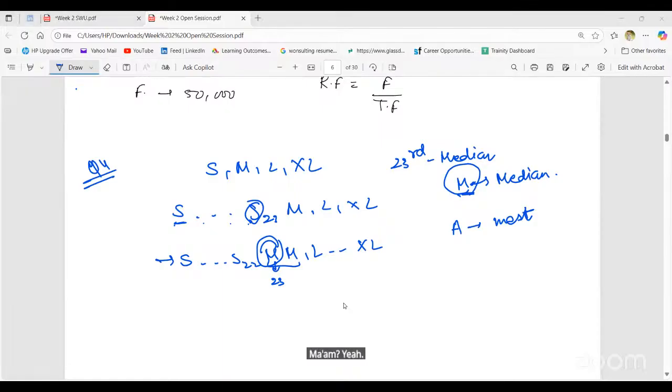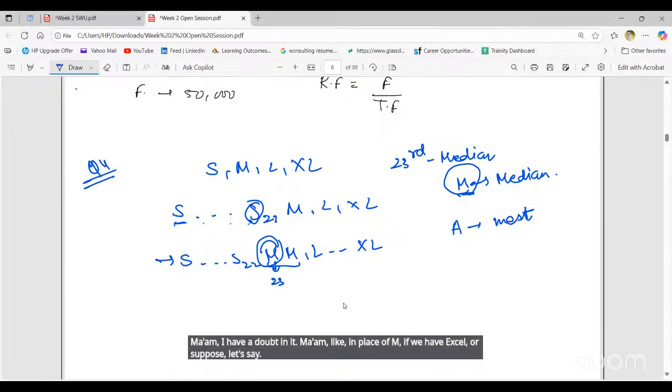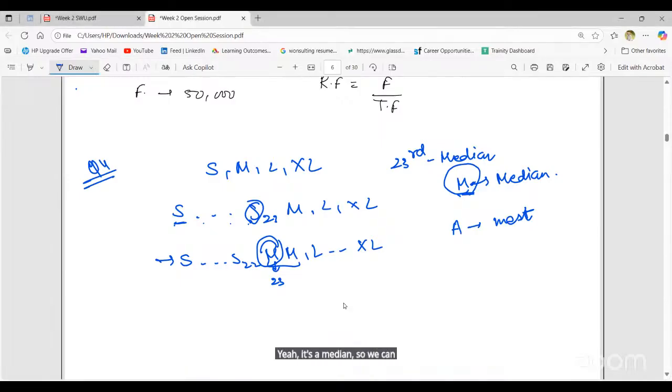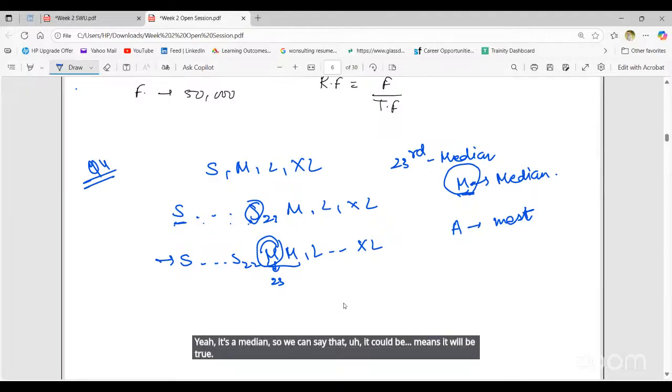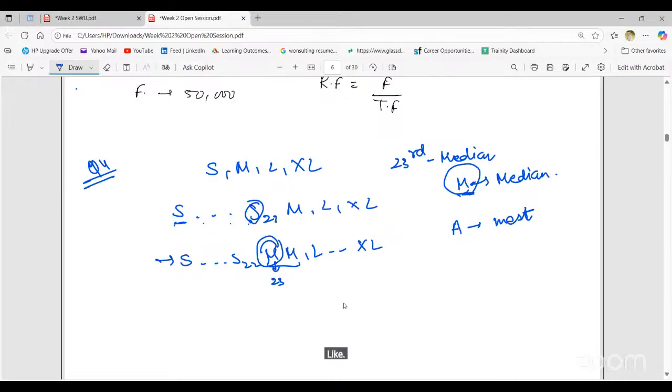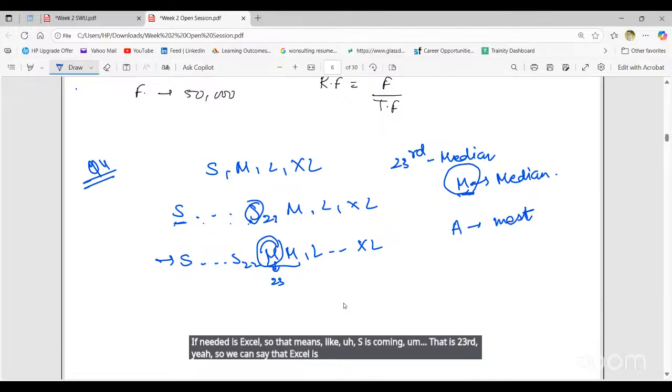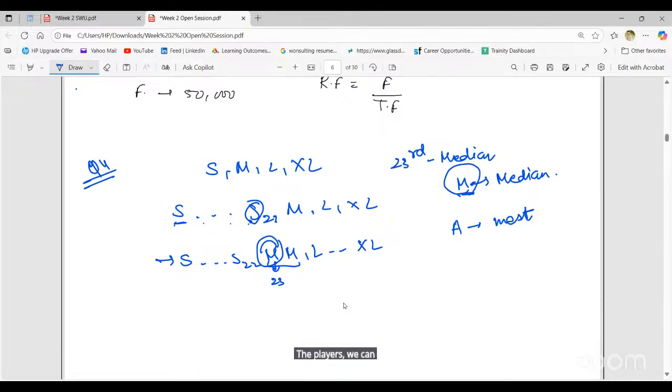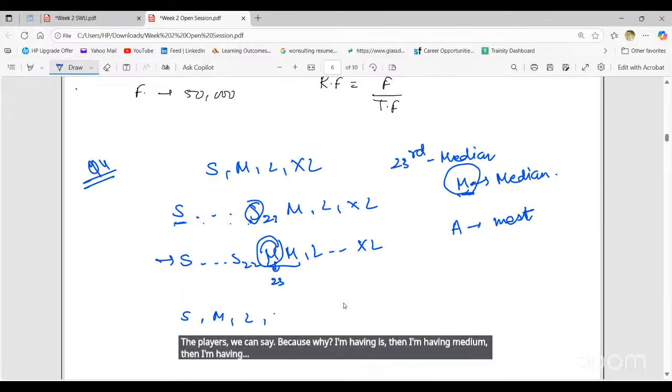Yes, ma'am, I have a doubt in it. Ma'am, in place of M, suppose we have XL as median. If the median is XL, then we can say that XL is mostly preferred by the players. Because why? I'm having S, then I'm having medium, then I'm having large, and then I can have XL.